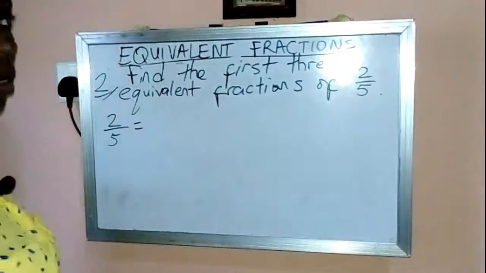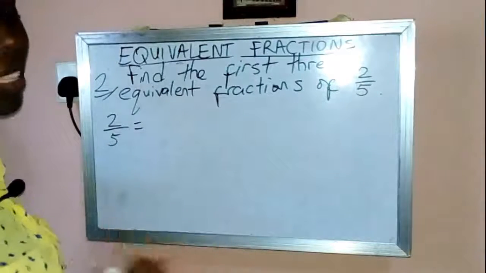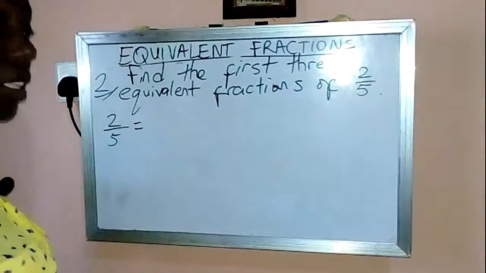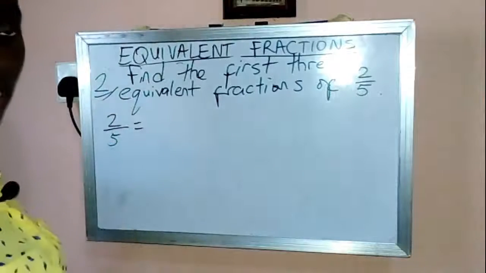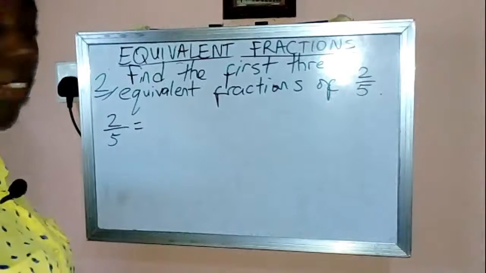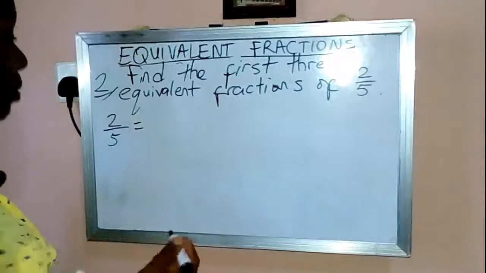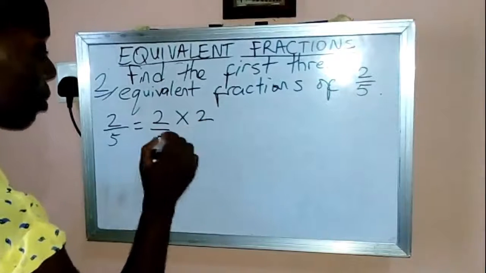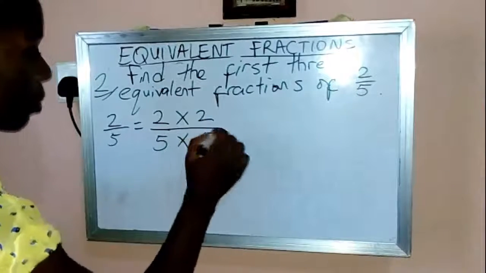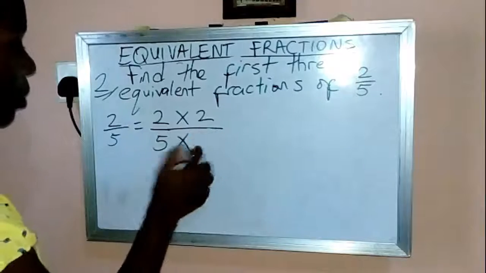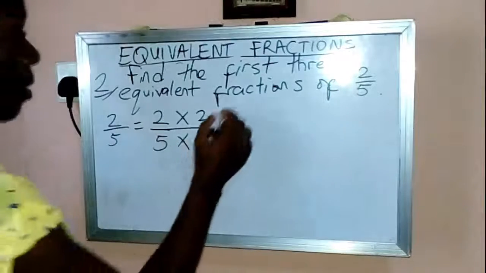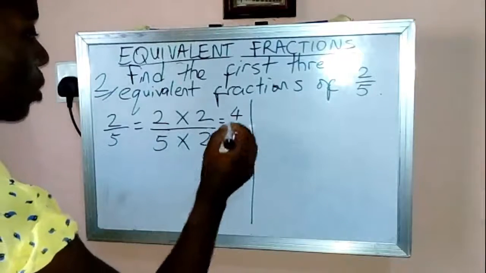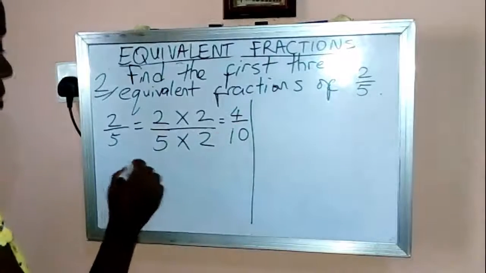Why don't I use 1? Because 1 times any number is the number itself. So I wouldn't want to bother myself multiplying by 1 again, because 2 over 5 times 1 will still give me 2 over 5, right? So I will start with 2. 2 times 2 all over 5 times 2. I multiply by the same number, alright? This will give me 2 times 2 gives me 4. 5 times 2 gives me 10.